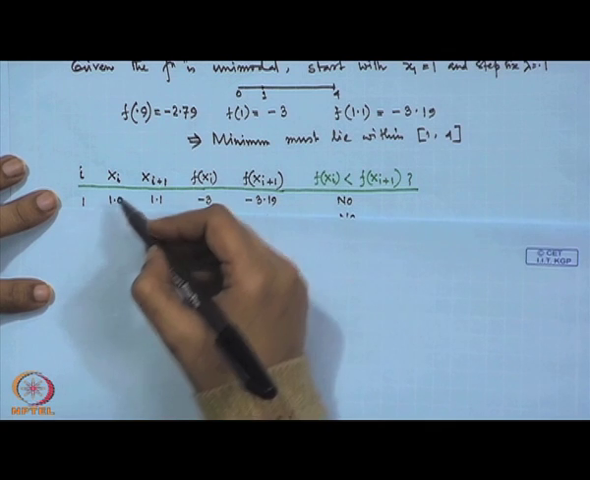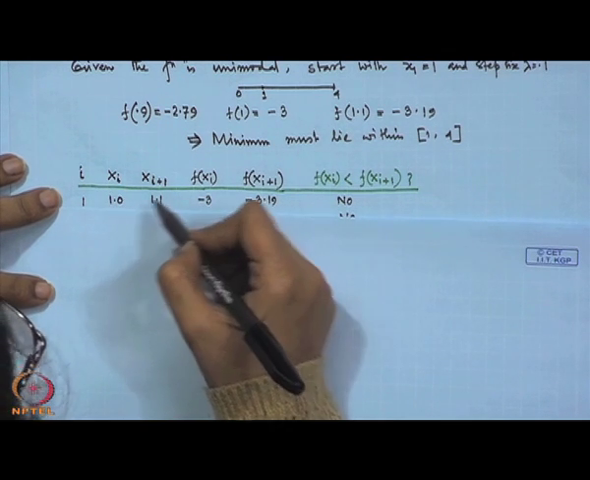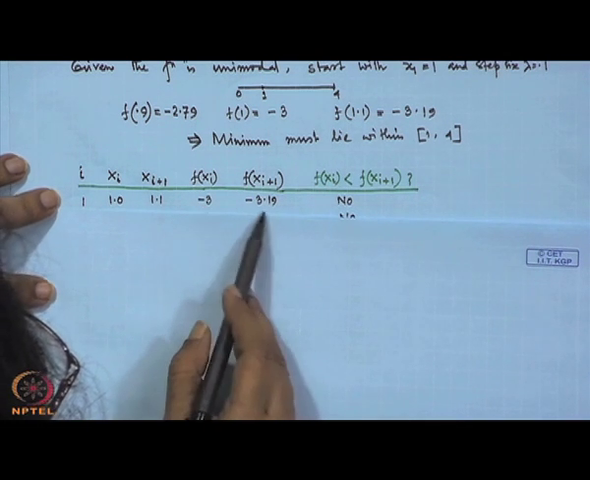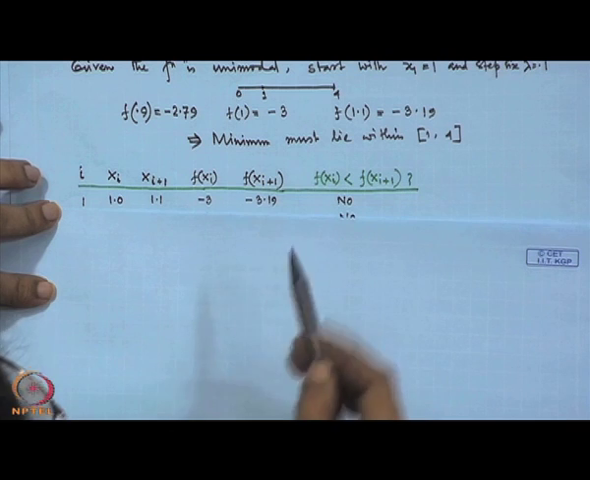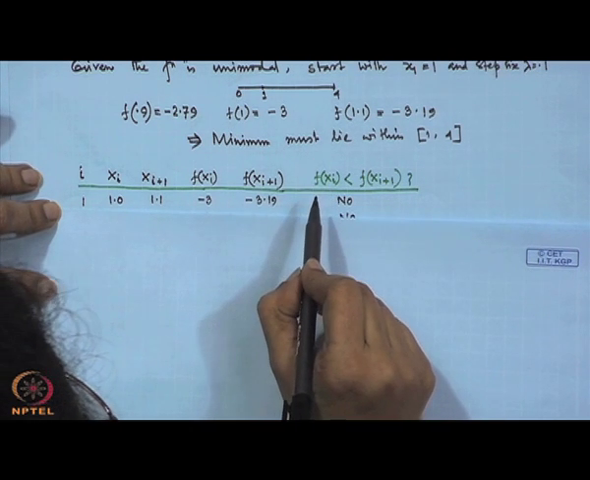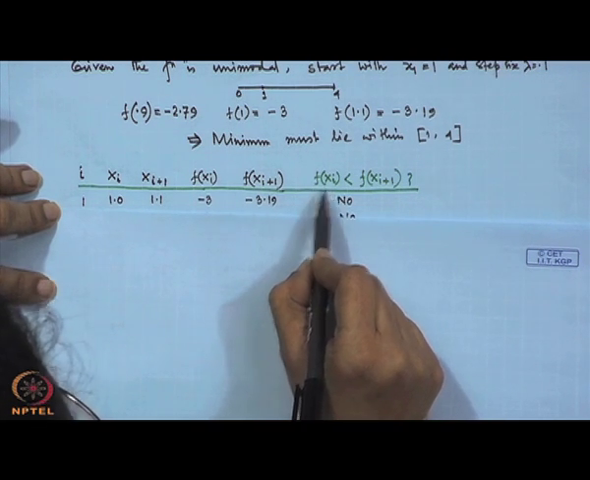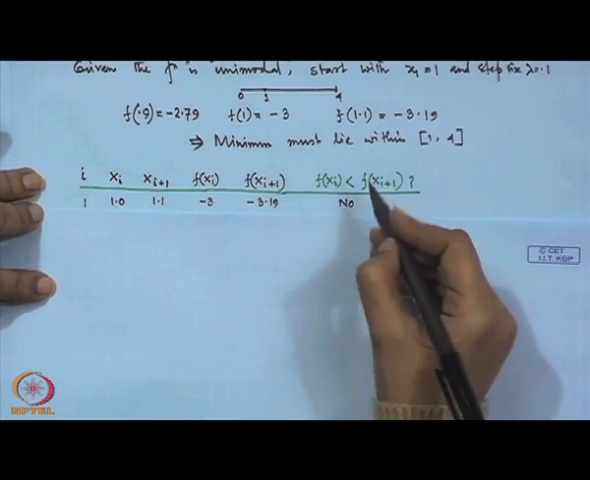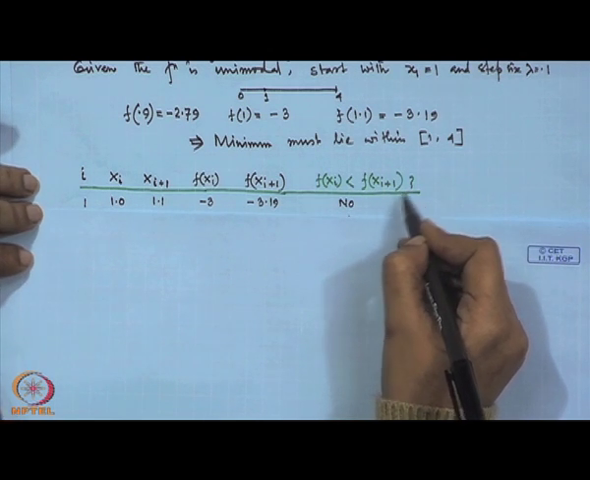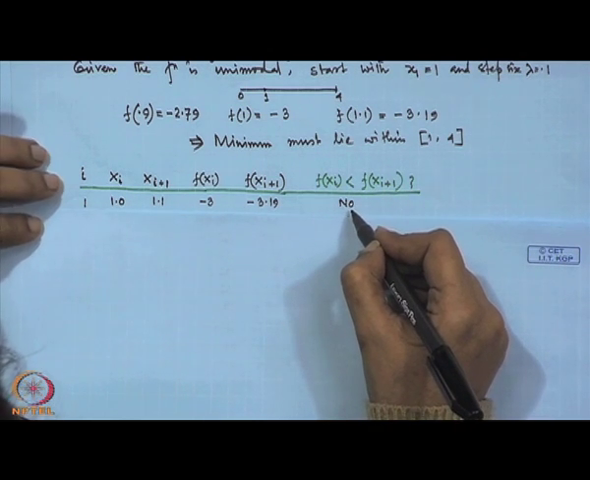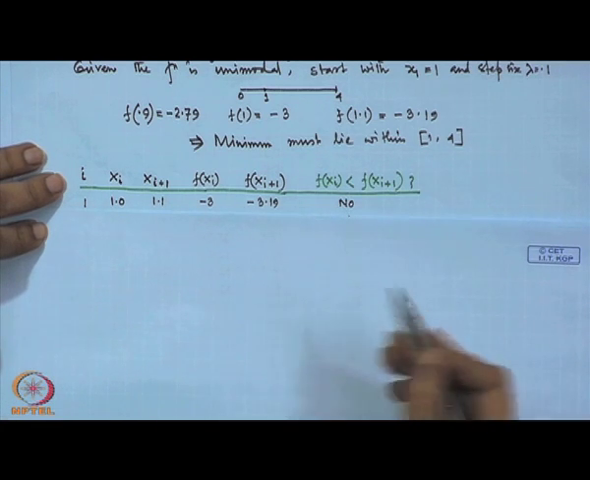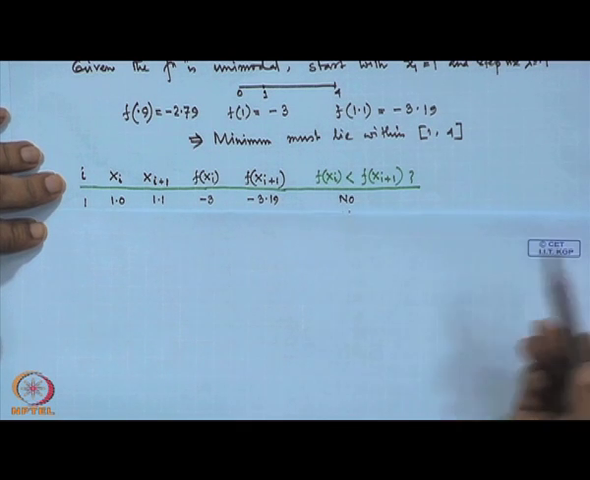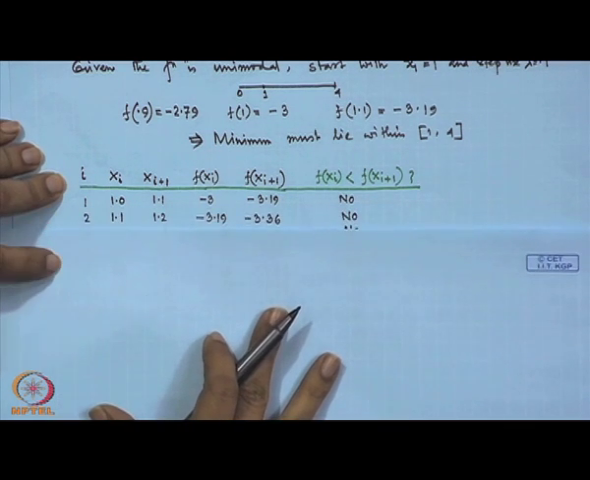In the first step, we are considering x1 as 1, x2 as 1.1. These are the corresponding functional values, -3 and -3.19. Certainly, f(x2) is lesser than f(x1). That is why the condition f(xi) is lesser than f(xi+1) is not fulfilled, and that is why we have written no. That is why we will move to the next. Where to move? From 1.1, with the step size 0.1 we will move to the right, that is 1.2. Just see the next.